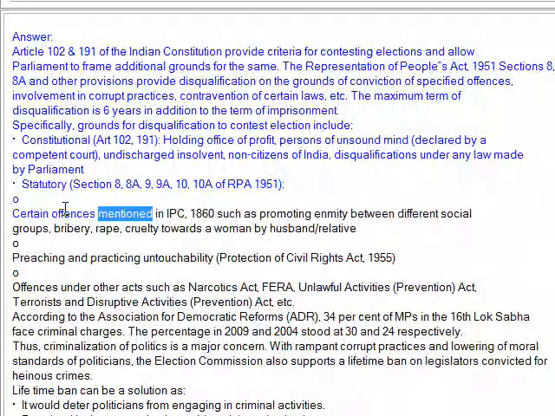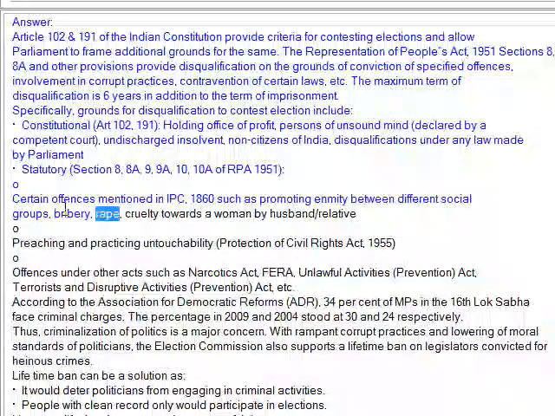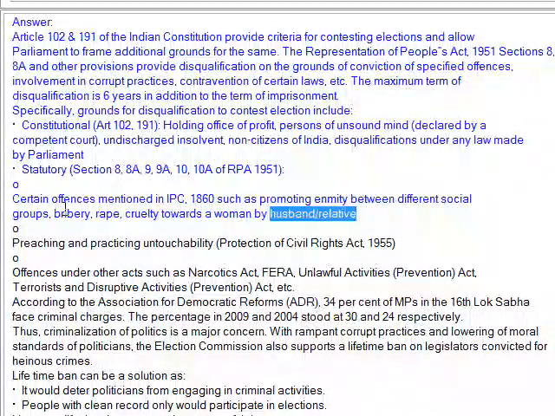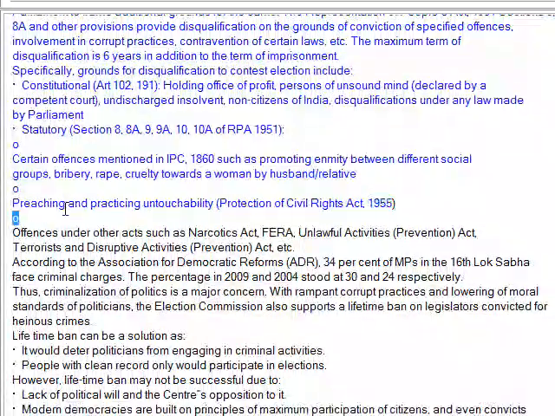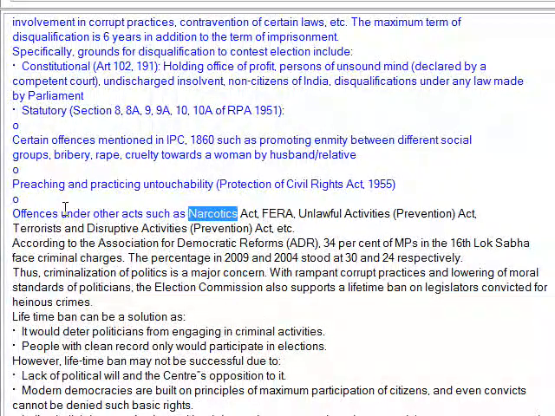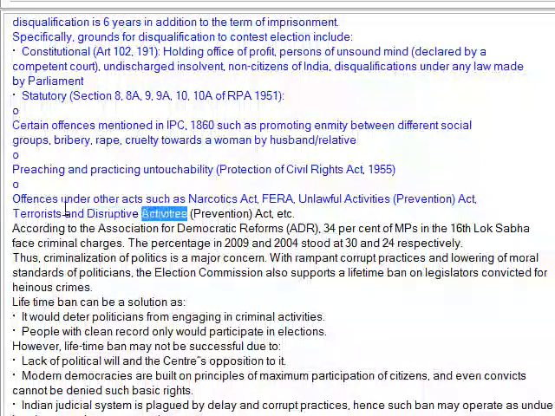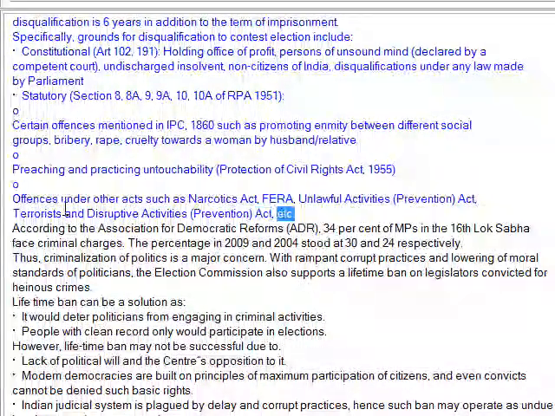Certain offenses mentioned in IPC 1860 such as promoting enmity between different social groups, riot, rape, cruelty towards a woman by husband/relative, preaching and practicing untouchability, Protection of Civil Rights Act, 1955; offenses under other acts such as Narcotics Act, terror, Unlawful Activities Prevention Act, Terrorist and Disruptive Activities Prevention Act, etc.